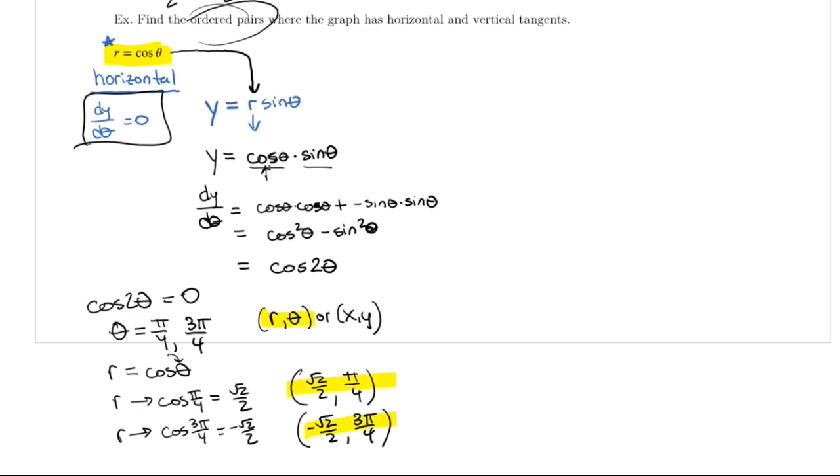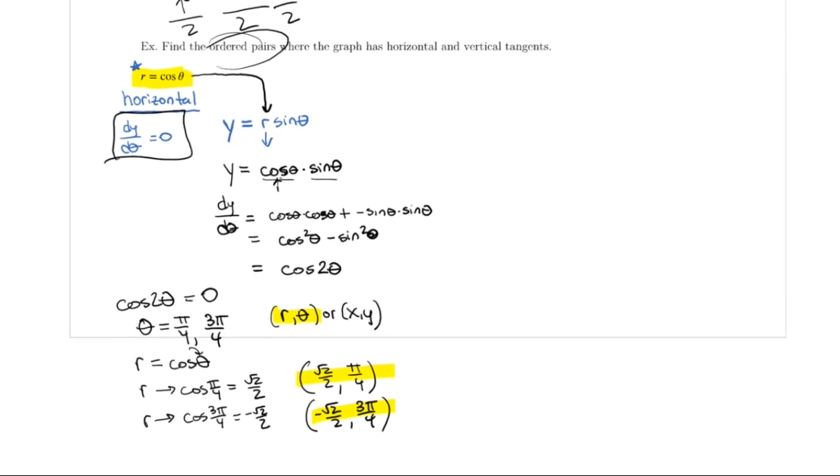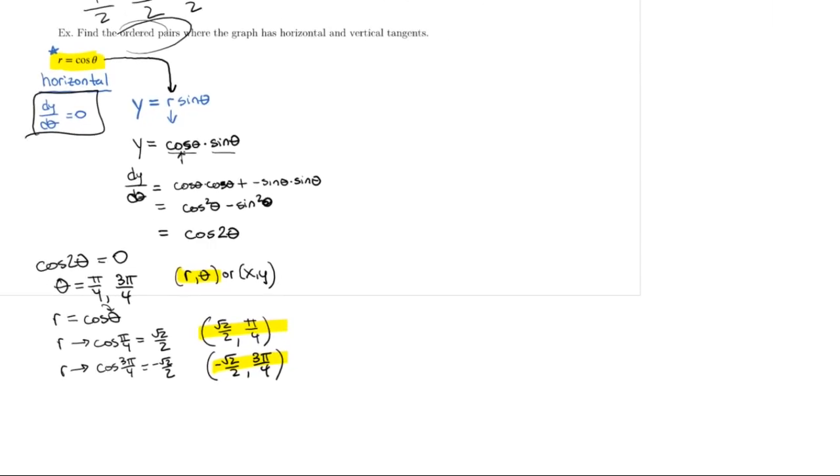We've got two ordered pairs where we have horizontal tangents. Let's talk vertical tangents to wrap this up. So for vertical tangents, we want dx d theta equal to 0. So if we want dx d theta, we need to know what x is. We are going to start with x equals r cosine theta.